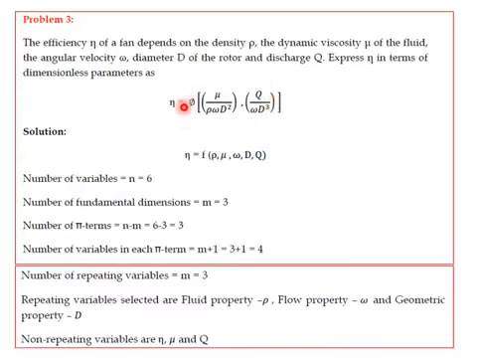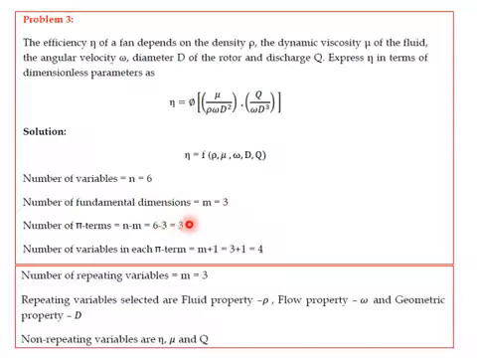This problem, where in Rayleigh's method, was difficult because there were 5 unknowns and 3 equations. So we expressed 3 unknowns in terms of the other 2 unknowns. But that problem doesn't arise here because the number of variables here is 6: 1, 2, 3, 4, 5, 6. The number of fundamental dimensions is 3. So the number of pi terms will be n minus m, so 6 minus 3 is equal to 3.